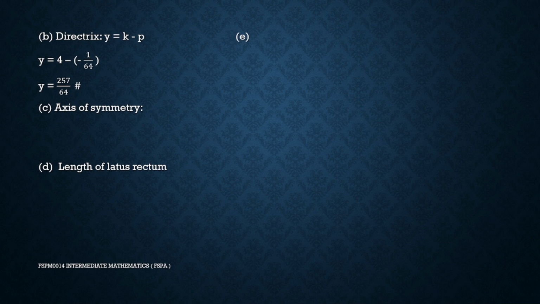For c, it's just very simple. It asks us to find the axis of symmetry. Just use x equals h, and we know that h is equal to 0.5, so the axis of symmetry will be x equals 0.5.